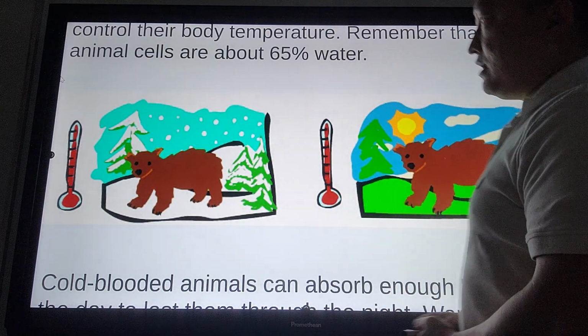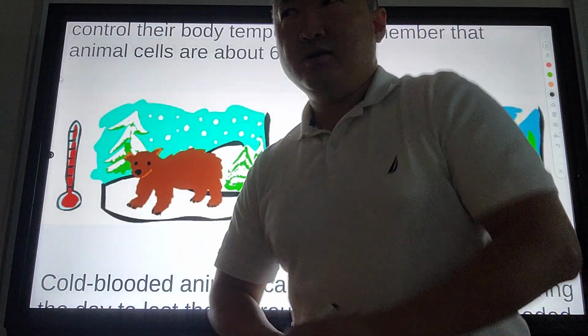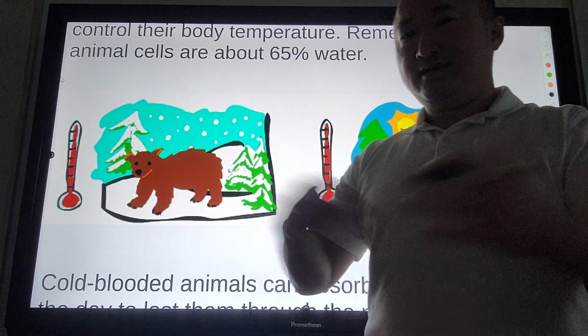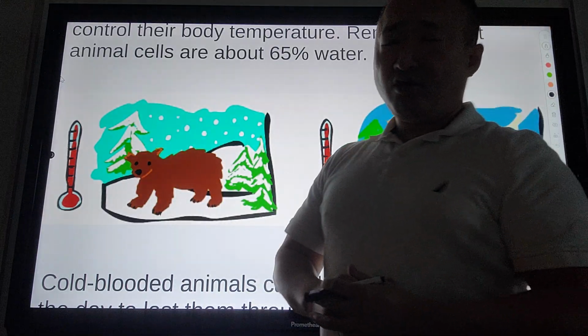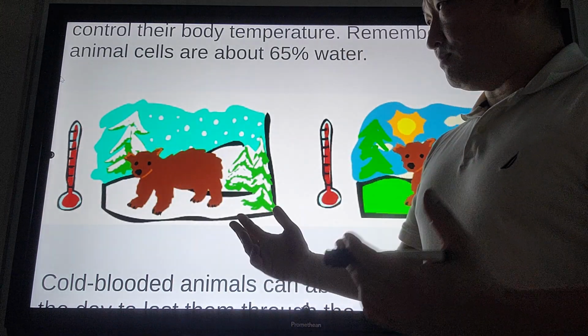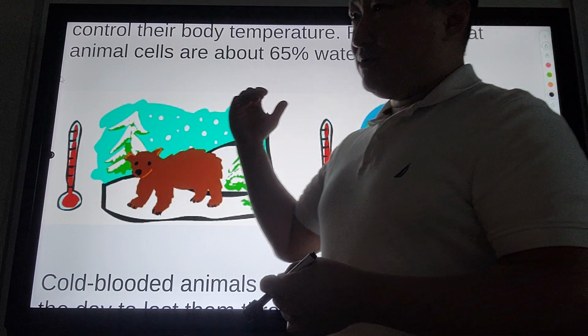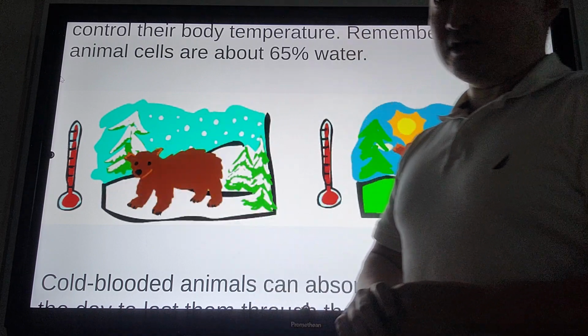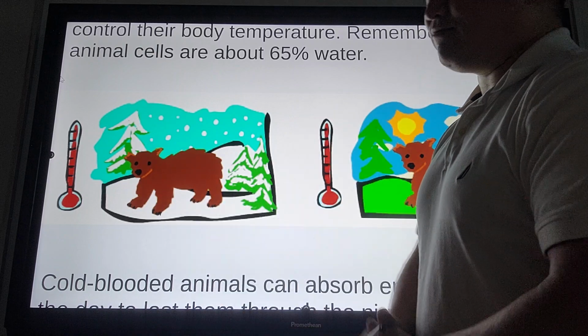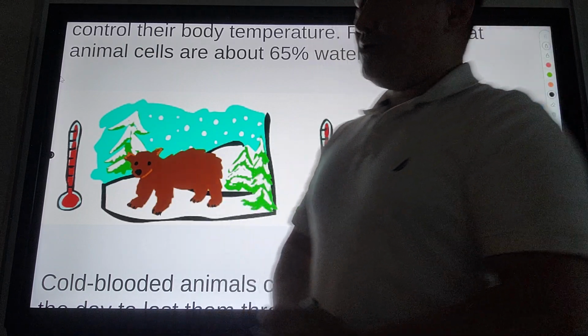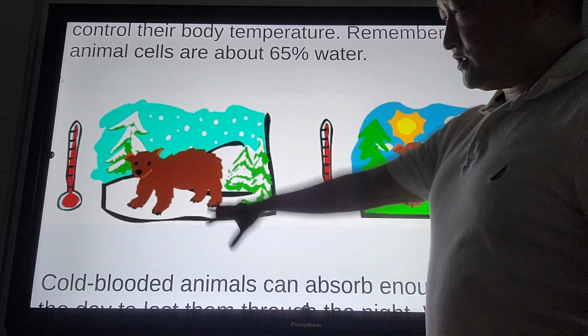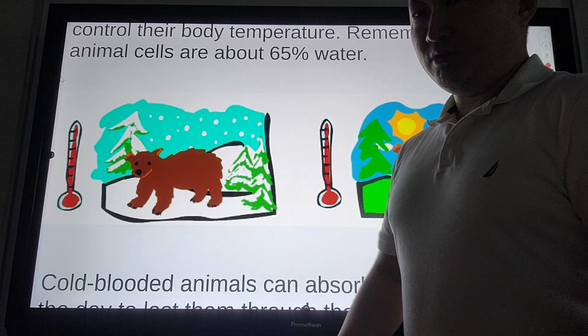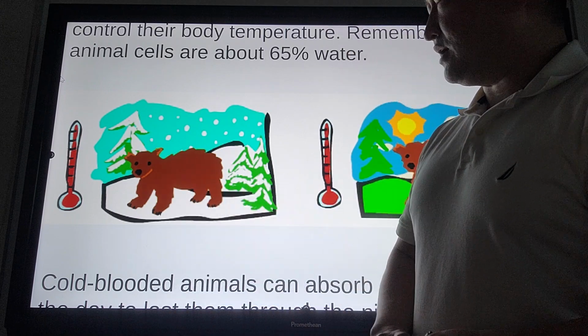All right, so how can an alligator stay out in the hot summer heat all day without burning up? Or how can it survive freezing cold temperatures overnight? Well, it's because it can. I know this is a bear, but it would be a better example if it had been an alligator.